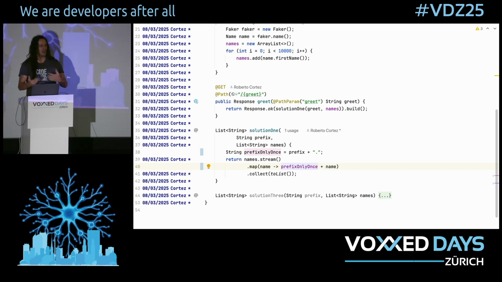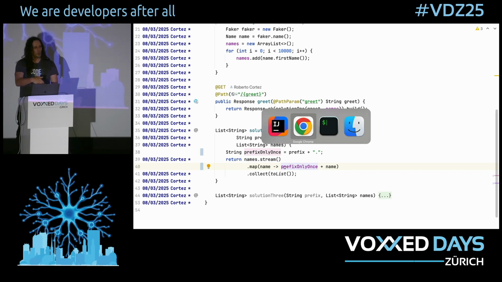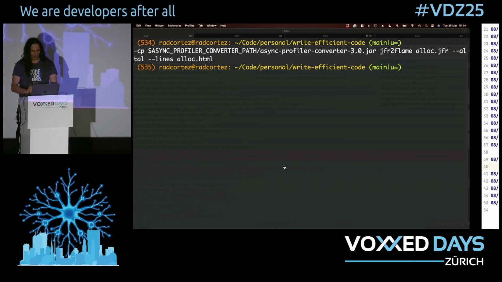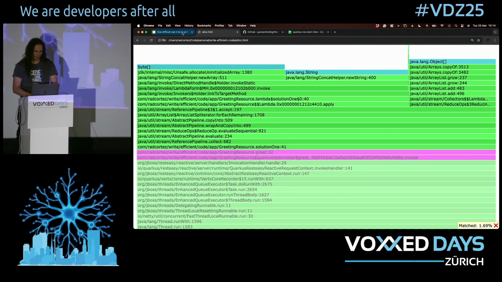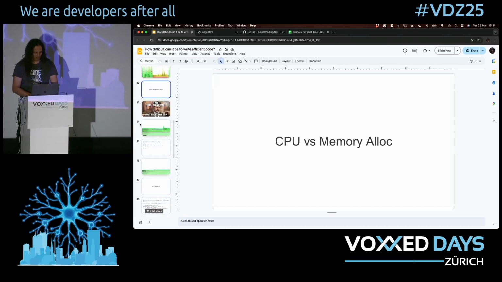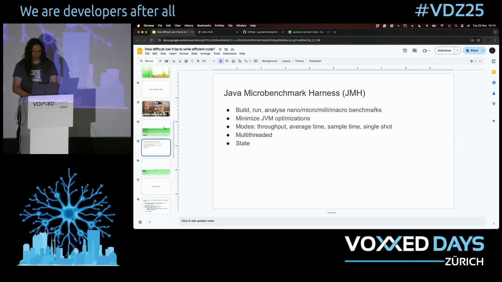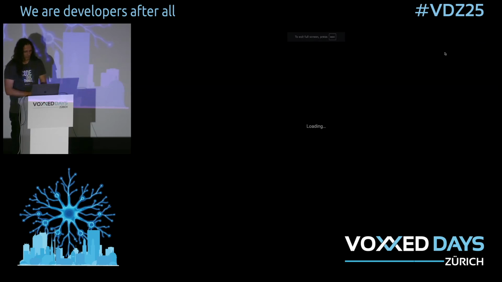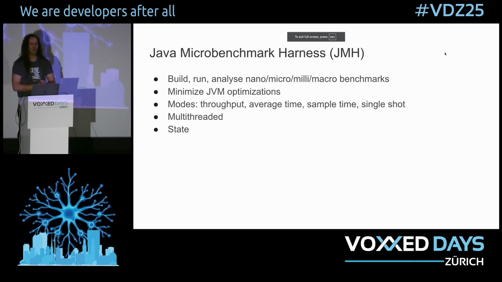If you want to try out different things. So now that I identified this piece of code that I want to improve, what I do here is I just go into a different tooling, which is the Java Microbenchmark Harness.